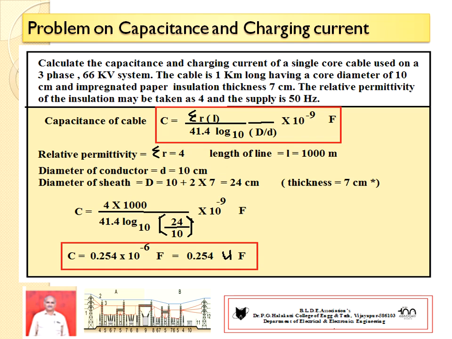Hence to know the diameter of sheath, take 2 times of radius, that is thickness of insulation. Thickness of insulation is nothing but radius value. So to calculate the diameter, 2 times of thickness. So diameter of sheath equal to diameter of conductor plus 2 times of thickness of insulation. So we are going to get this value as 24 centimeter. And substitute the respective values in the above expression. So we are going to get C value 0.254 microfarad.